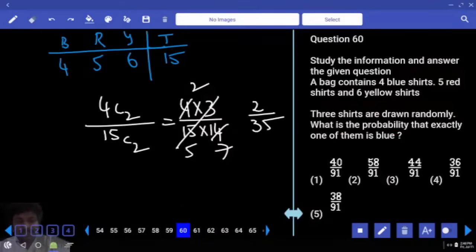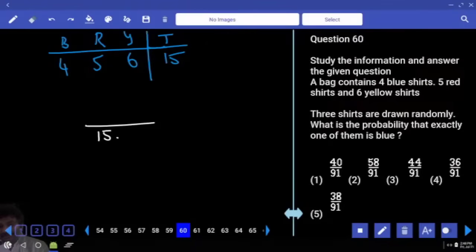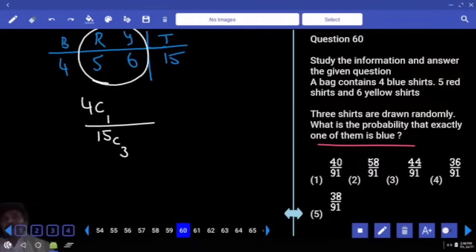3 shirts are drawn randomly. What is the probability that exactly one of them is blue? How many shirts are drawn? 3 are drawn. So total outcomes 15C3. Only one should be blue. How many blue are there? So we need 4C1. Out of the total 3 shirts, how many shirts are already there now? 1. The remaining 2 may be from the red and yellow combination. Any 2 is fine, correct? Red and yellow, how many are there? 11. And we need to get 2.